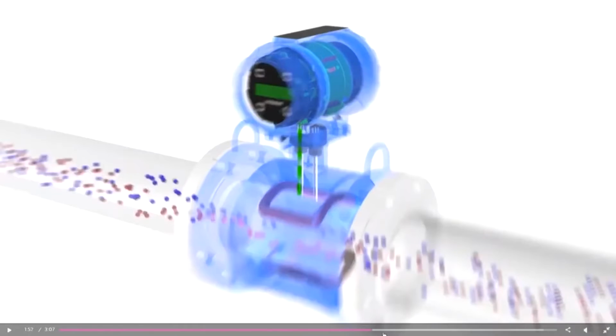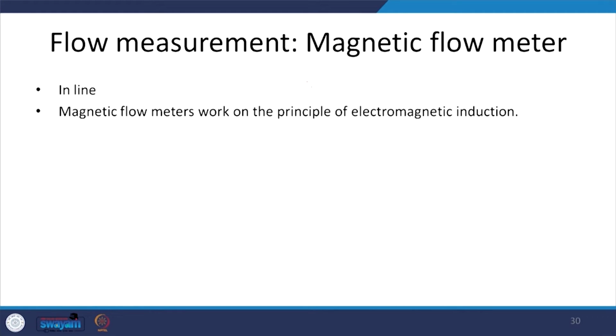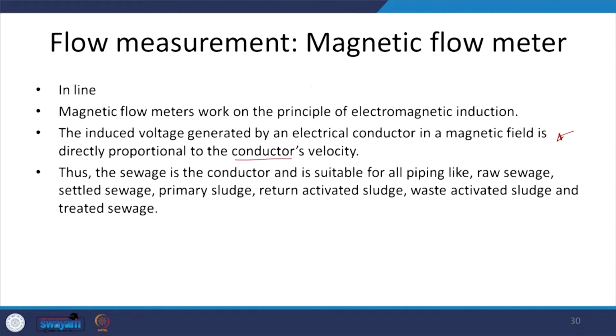So, that is more or less the case for your magnetic flow meter, right. Enough of that, again Faraday's law, right. So, let us move on. Inline magnetic flow meters work on the principle of electromagnetic induction. Induced voltage, I guess we already discussed this, but you can look at that as and when required. And what is the conductor? The conductor here is nothing but the sewage itself, right.